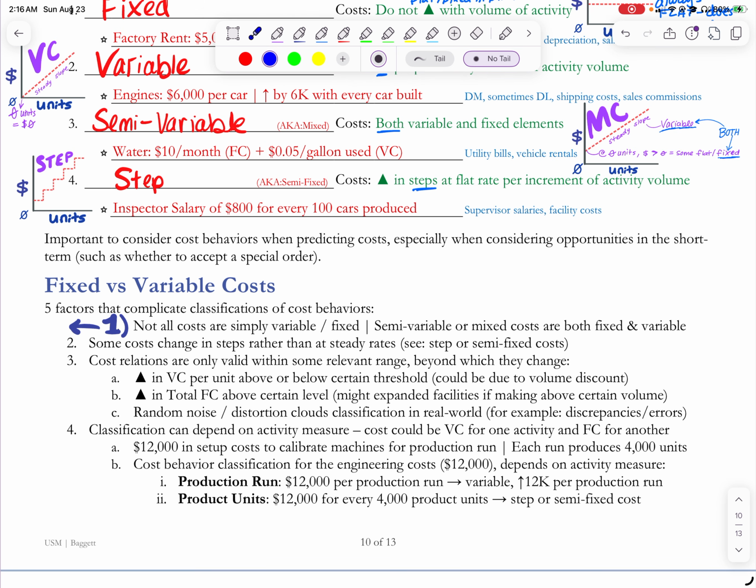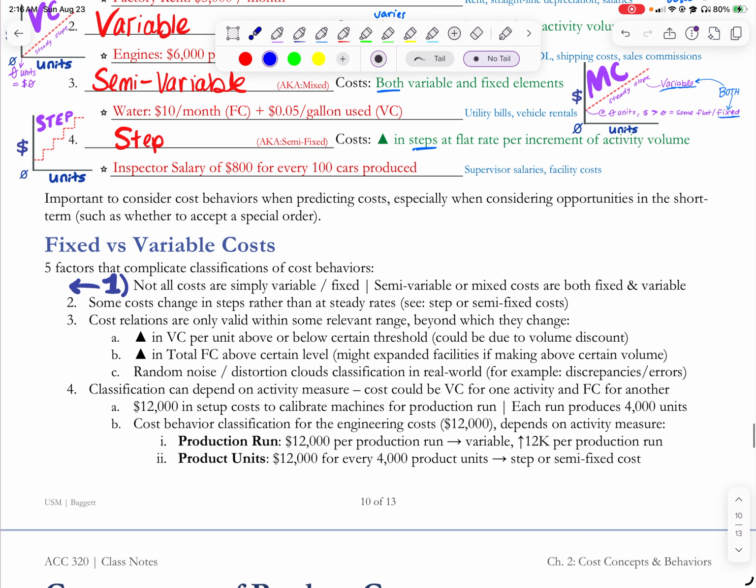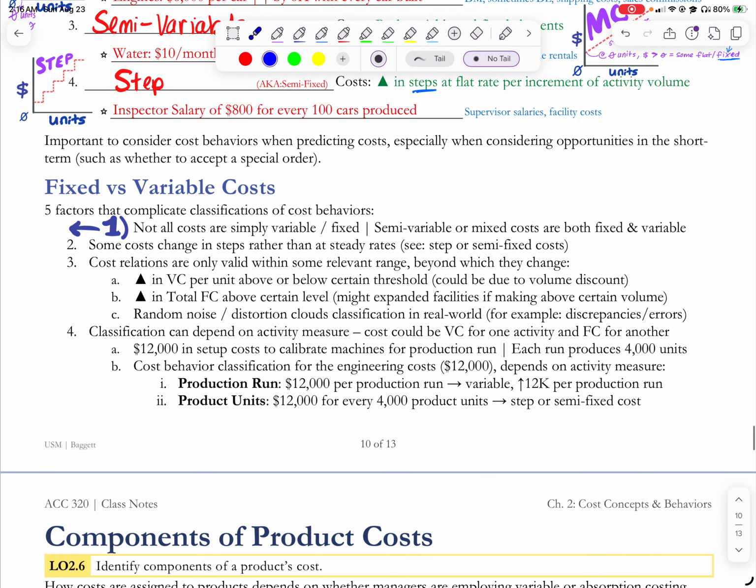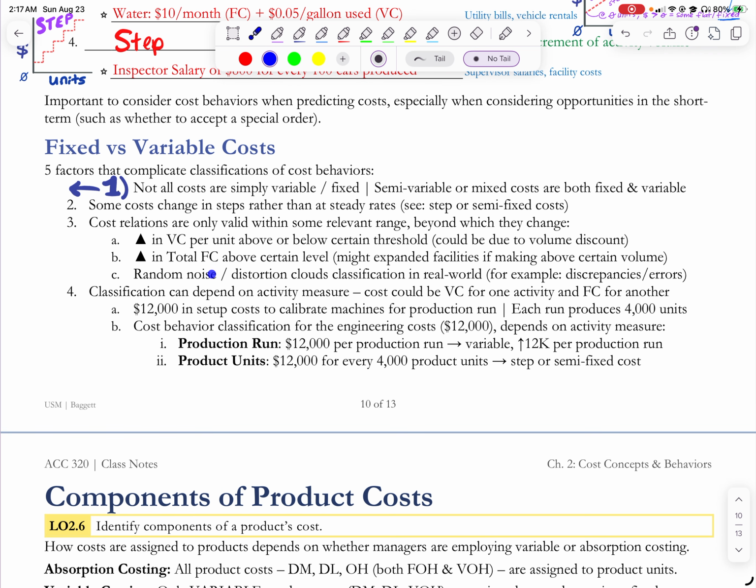There can also be a point where there's a change in total fixed costs above a certain level. That's pretty similar to the step costs, except assuming that the relevant range is much broader in this case than it is with the traditional step cost. But sometimes beyond certain thresholds, you see disruptions in the cost relations.